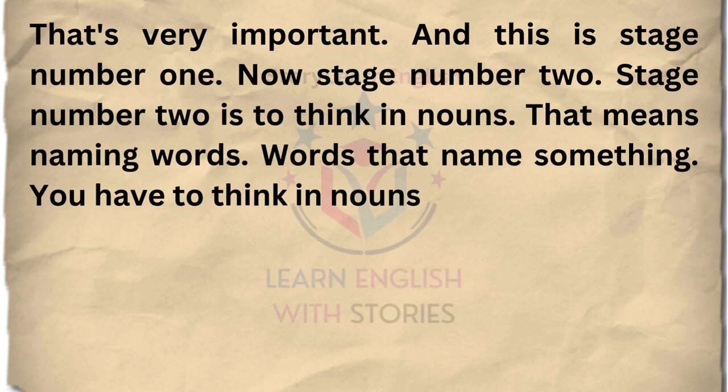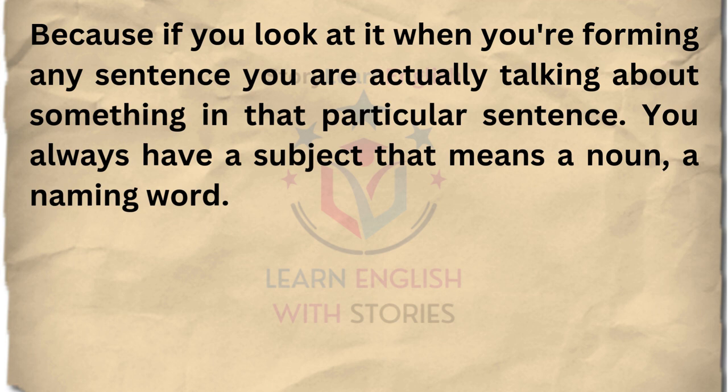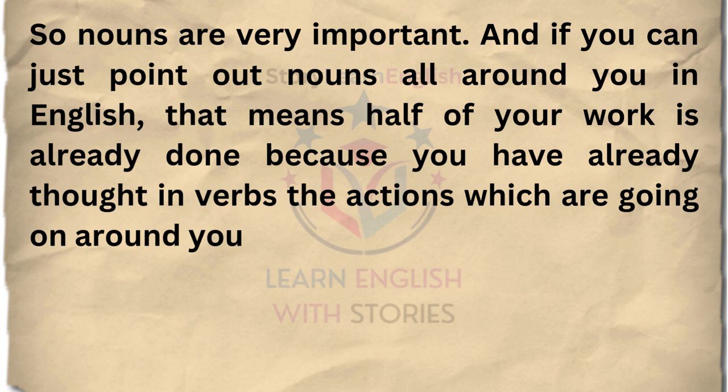Now stage number 2. Stage number 2 is to think in nouns. That means naming words. Words that name something. You have to think in nouns, because when you're forming any sentence, you are actually talking about something in that particular sentence. You always have a subject, that means a noun, a naming word. So nouns are very important.